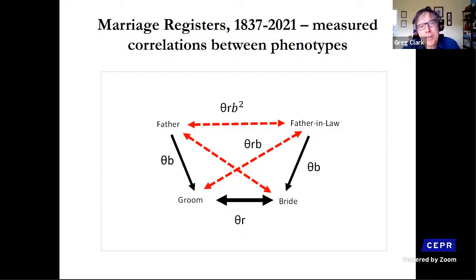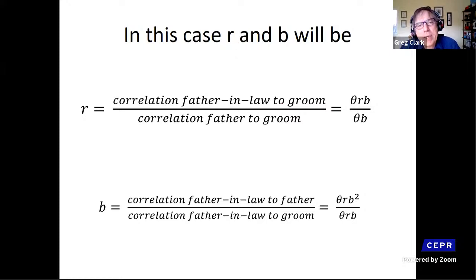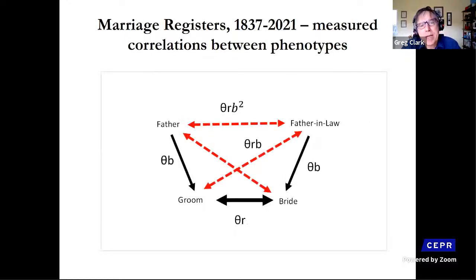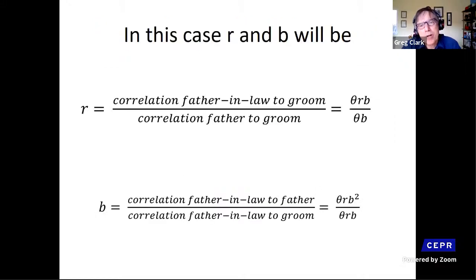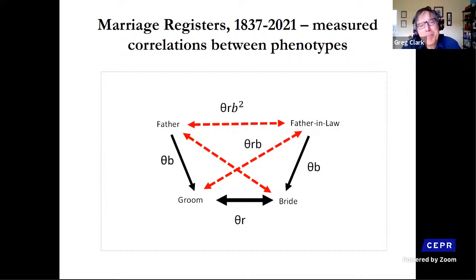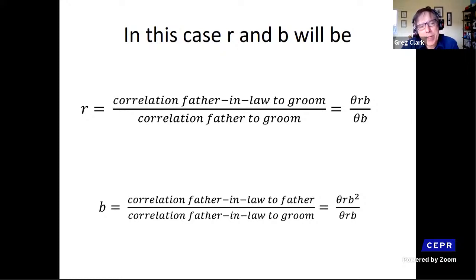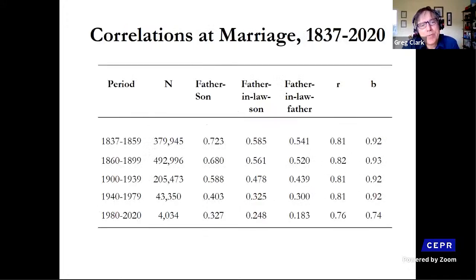However, if you look at the structure of the diagram here, the true phenotype correlation R will actually be the correlation of the father-in-law to the groom divided by the correlation of the father to the groom. Going back to the diagram, that's theta RB divided by theta B. And so we can infer R from these underlying correlations. Similarly, the intergenerational correlation B is going to be theta RB squared, the father to father-in-law correlation, divided by the father to groom correlation, theta RB. So with the marriage records we can get measurement-independent estimates of the phenotype correlation at marriage and the intergenerational correlation in terms of the phenotype.